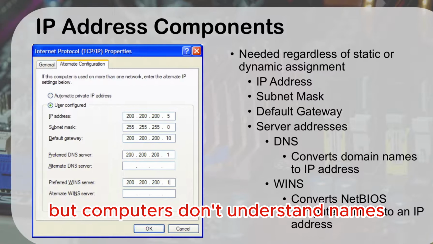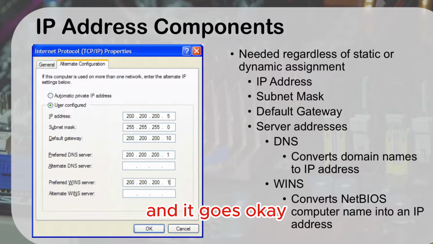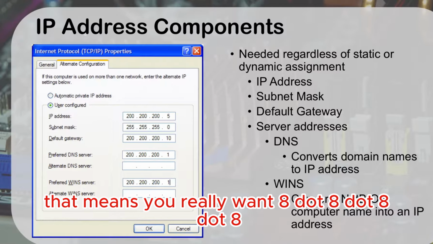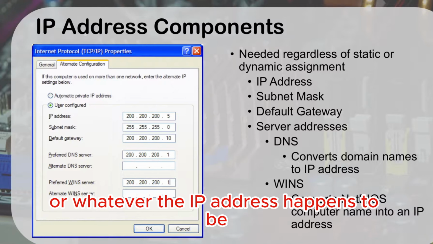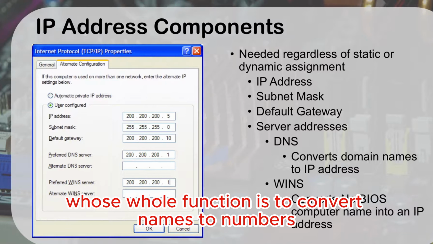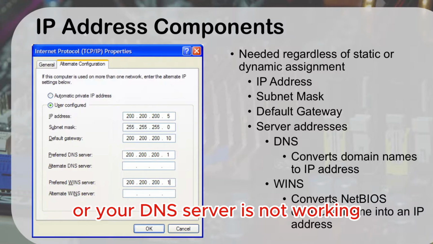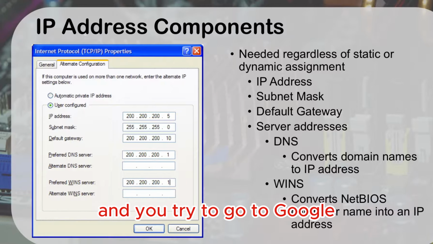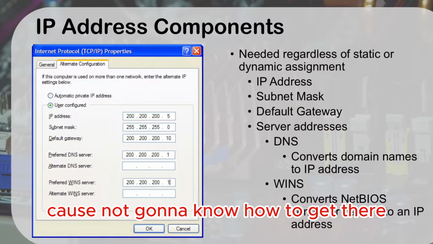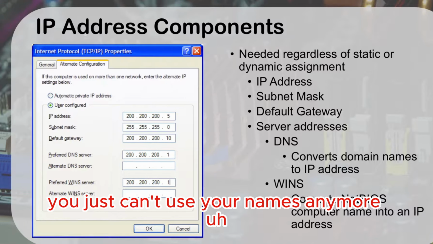But computers don't understand names, they understand numbers. So what DNS does for you is it does a lookup and it goes, okay, if you want google.com, that means you really want 8.8.8.8 or whatever the IP address happens to be. So your DNS server is a server whose whole function is to convert names to numbers and numbers to names. If you don't have a DNS server or your DNS server is not working and you try to go to google.com, it's going to come up with an error because it's not going to know how to get there. You can still get there if you use an IP address, you just can't use your names anymore.